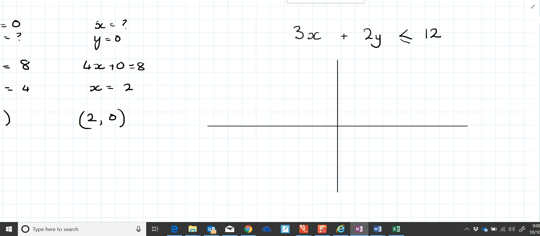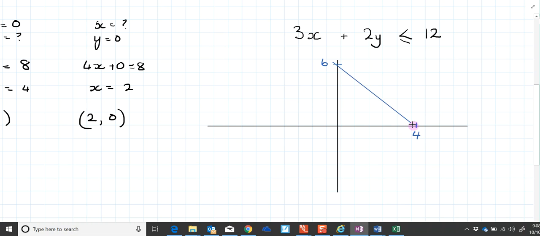So what I did was, I found out what x was when y is 0. So I made y 0, which makes x 4, since 3 times 4 is 12. So I know that when y is 0, x is 4, so I'm going to put a point there. And then when x is 0, y is 6. And then I'm going to draw my line.